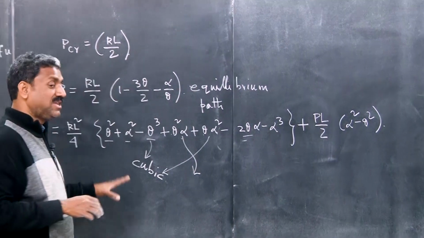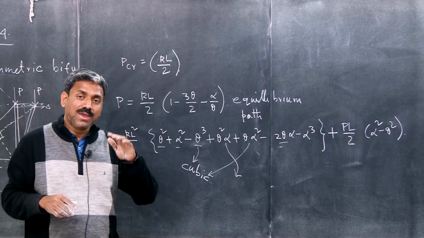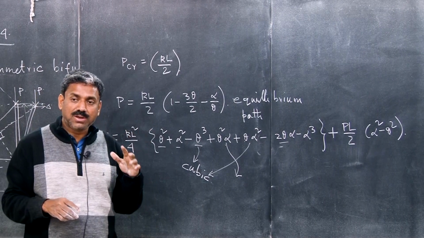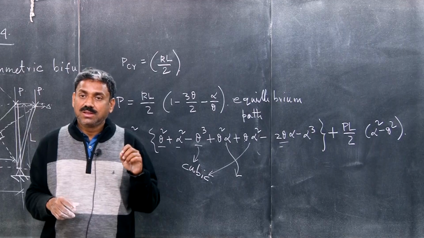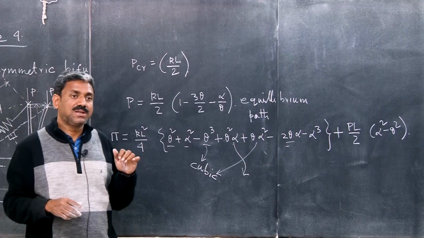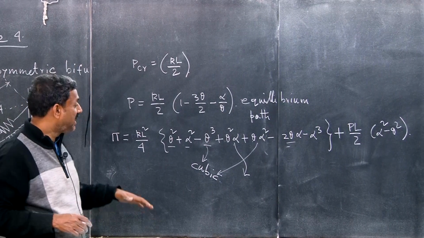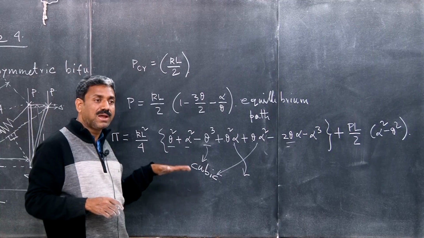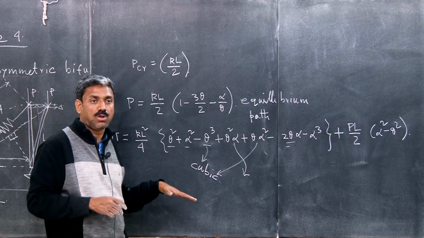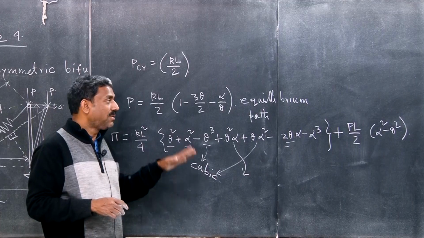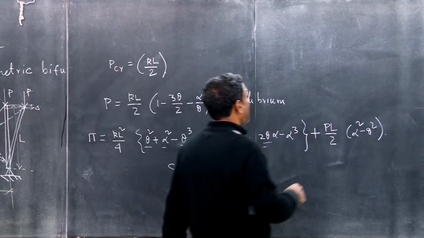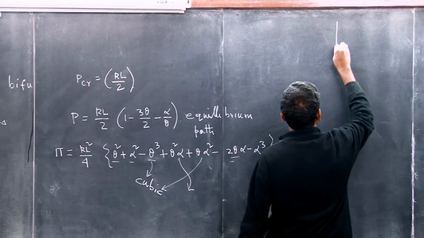In the two previous examples, where it was symmetric bifurcation, the potential energy functional contained terms which were all in even power. But here these are odd powers, and symmetric and asymmetric terms are populated all over. Clear? I am going to draw this now. Then the stability diagram.